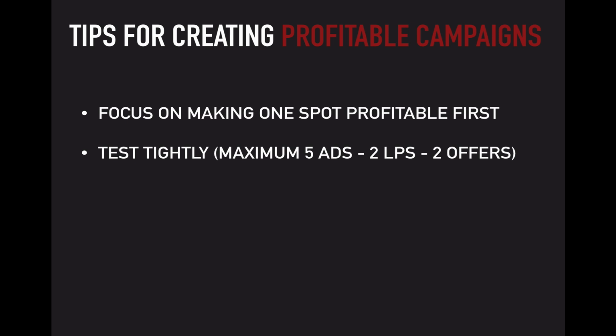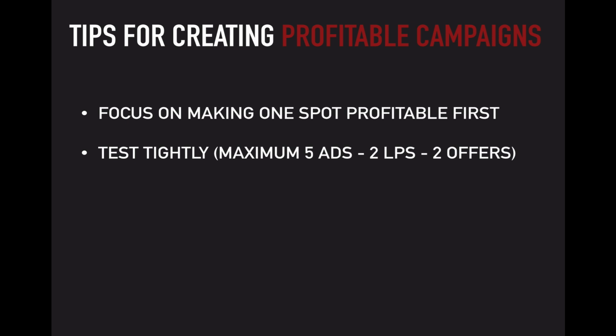Also, what you want to do is you want to make sure you test tightly. So you want to test a maximum of 5 ads, 2 landing pages, and 2 offers. What I see oftentimes is a lot of people, they get too trigger happy. They start seeing loads of different ads that are running, loads of different landing pages, and loads of different offers. Now, one thing that you have to keep in mind is every single combination of ad, landing page, and offer, it could be profitable, it could be not profitable. So the more combinations of ads, landing pages, offers that you have, the more money you're going to have to spend on traffic to be able to really decipher which ones are profitable and which ones are not profitable with statistical significance.